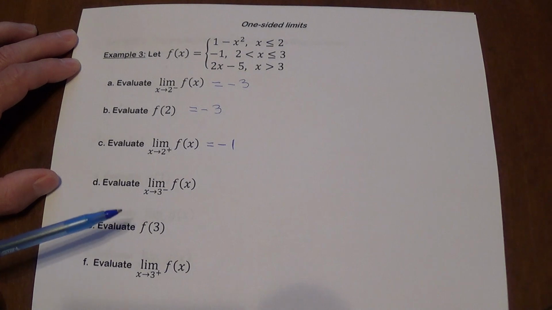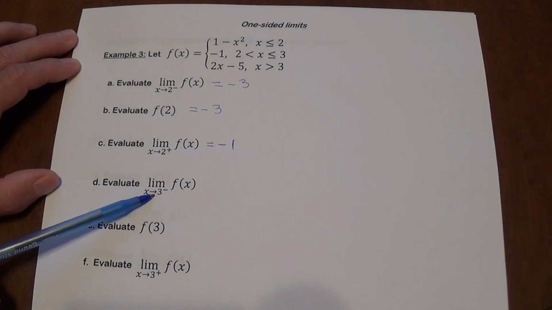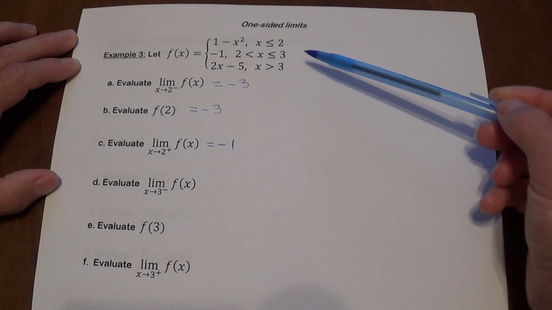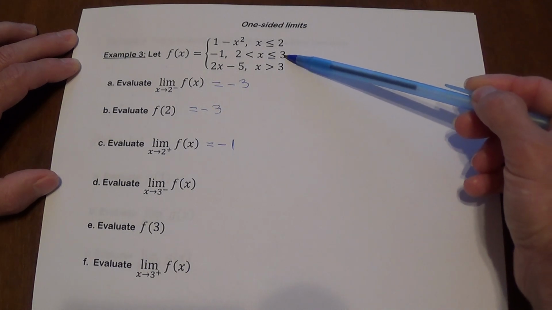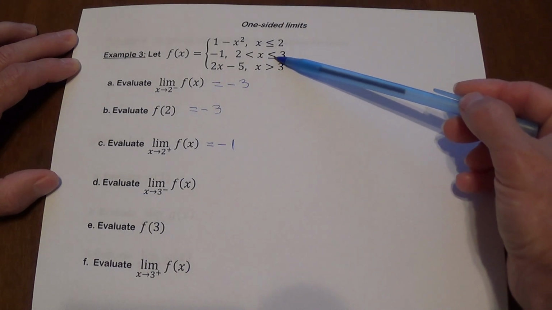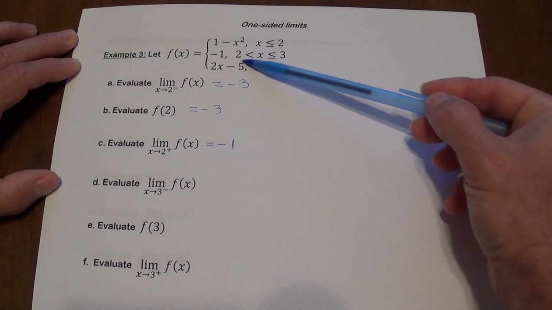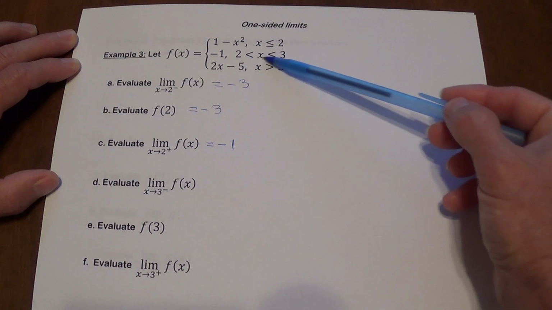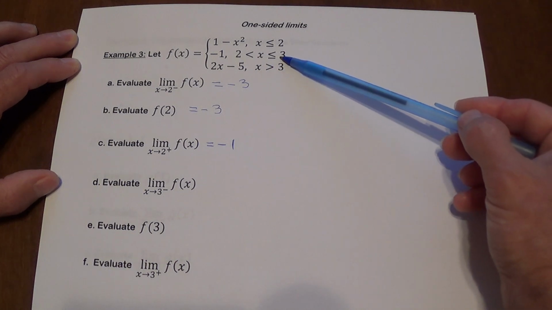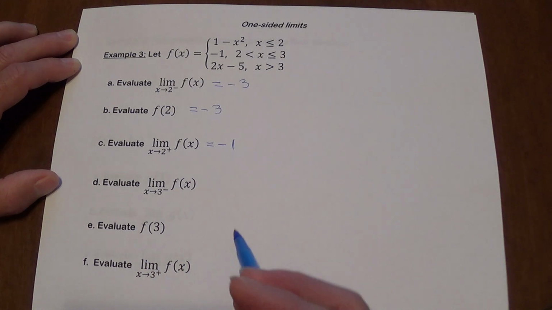Now we have to figure out the limit of f of x as x approaches 3 from the left. So 3 from the left, we're still here, because less than 3 is here. This part is irrelevant for that. But if we want to approach 3 from the left, we're going to be here, and the value is going to be negative 1 as well.